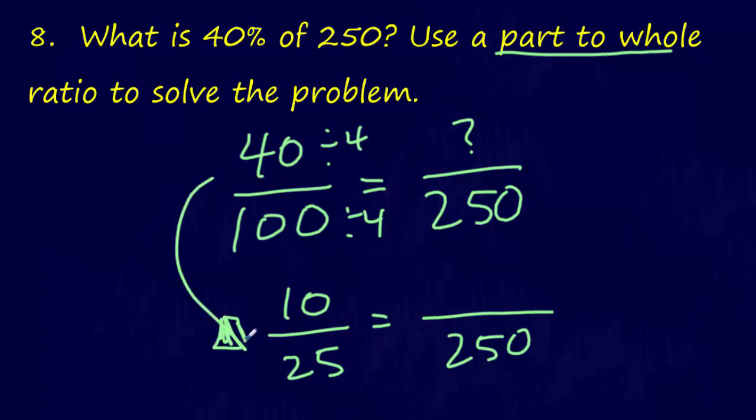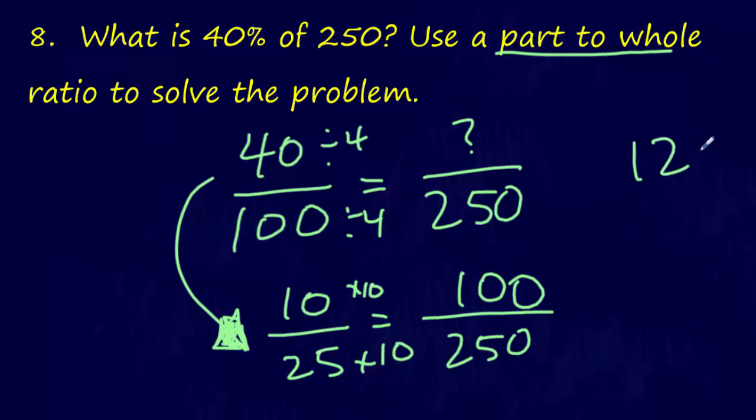Of course I'd have to multiply 25 by 10, because 250 is 10 times greater than 25. Multiply that by 10. So look at that, 100. And does it seem reasonable? Yeah, 40% is almost 50%, and half of 250 is 125. And you can see how close that is. So yes, our answer seems extremely reasonable.